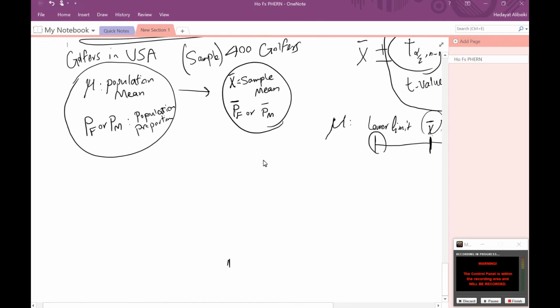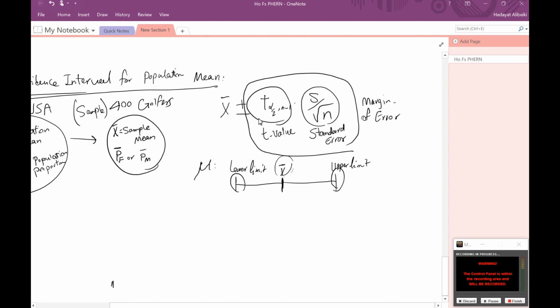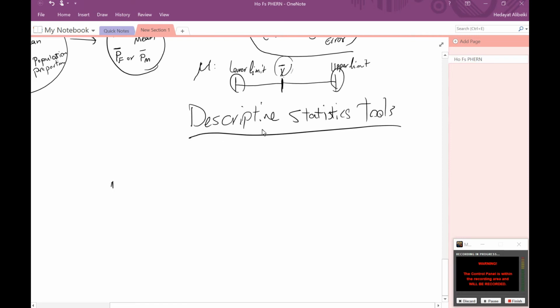In Excel, instead of calculating all these things, the t-value, standard error, everything, you can go ahead and use the descriptive statistics tool, which will give you x bar and margin of error. Margin of error here in Excel is called confidence level.